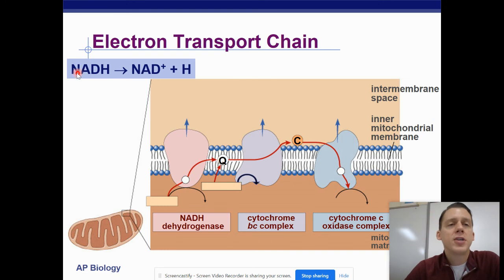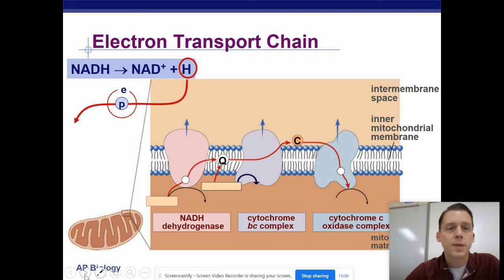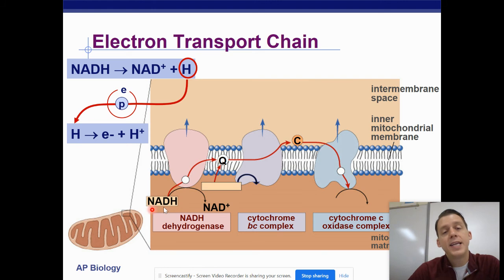So NADH breaks down into NAD plus and hydrogen when we release an electron. The hydrogen is going to break down into an electron and a proton, a hydrogen ion and an electron. So that happened here. NADH meets up with NADH dehydrogenase, this first protein, and it drops off its electron and it loses an H. The H is here, and the electron gets pulled through the protein to this next part.